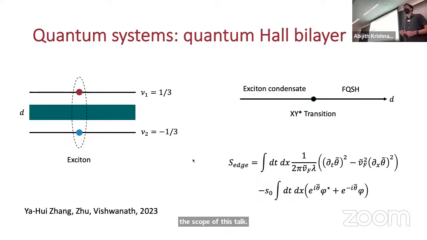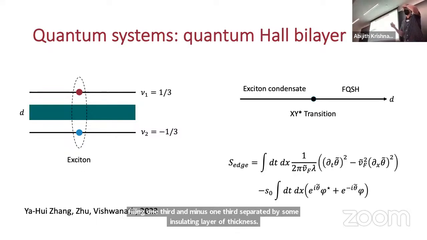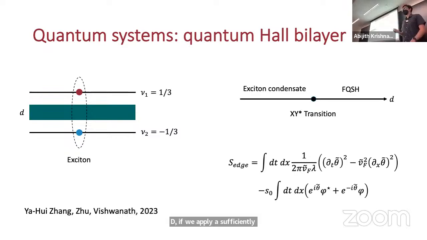All right. Another system that could realize the extraordinary log universality class is a quantum Hall bilayer. This was based on work by Zhang, Zhu, and Mitrinoff that was put on the arXiv this year. So consider two fractional quantum Hall layers with filling 1/3 and -1/3 separated by some insulating layer of thickness D. If we apply a sufficiently large displacement field, we will get exciton condensation. We'll get condensation of quasi-particles and quasi-holes.